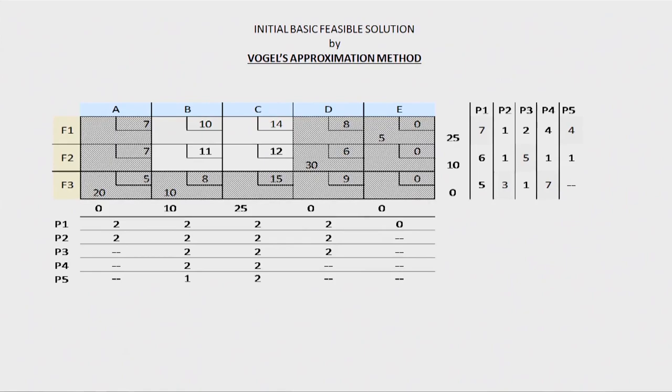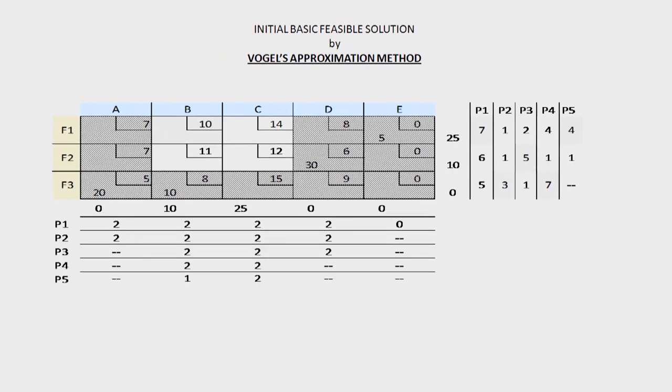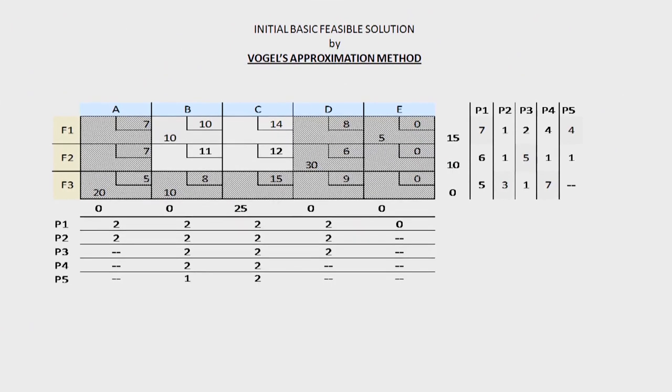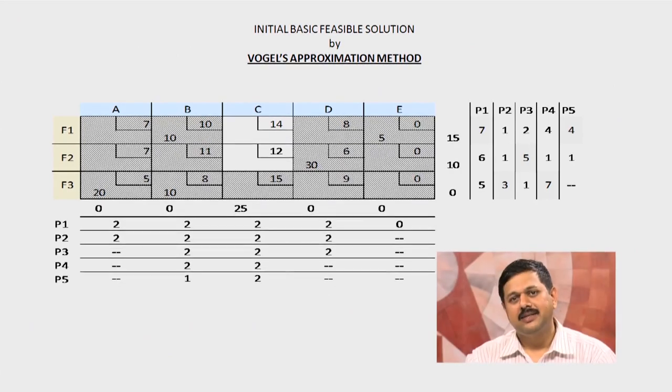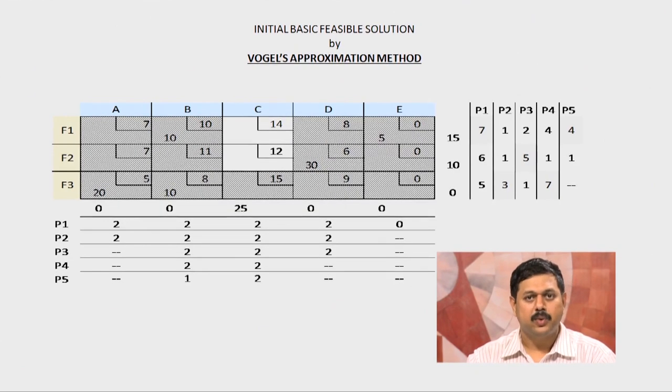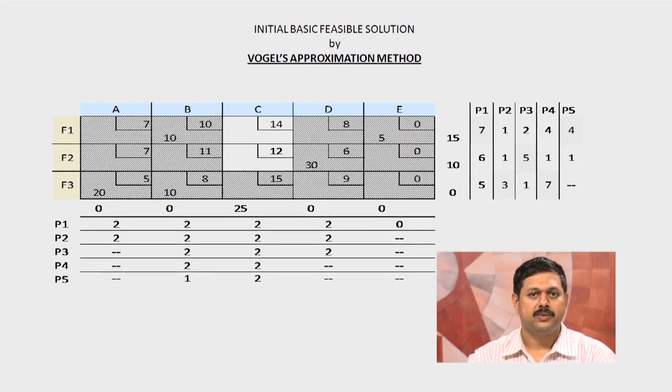Now, it is 10 requirements in store B versus 25 available in the factory F1. So, allocate 10 from the factory F1. There are no more requirements in store B and hence block column B. Now, 15 and 10 items are available respectively in the factory F1 and F2, but store C requires exactly 25. So, allocate these values in the left out cells.